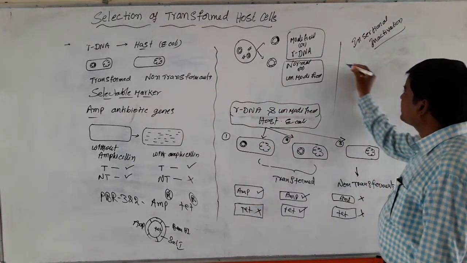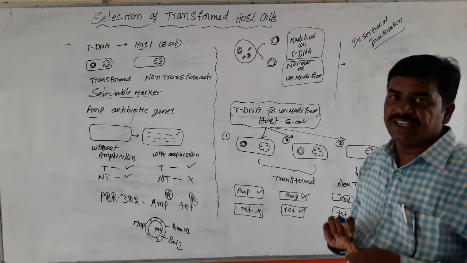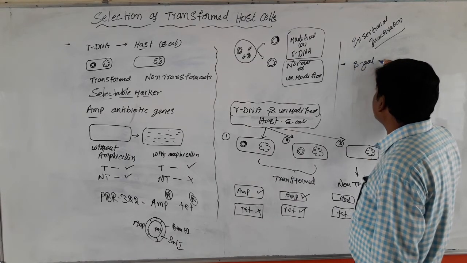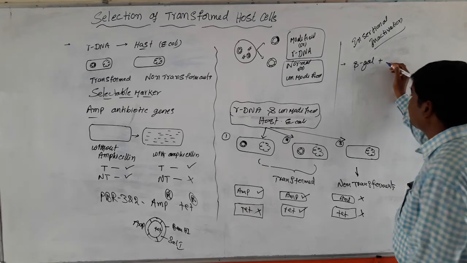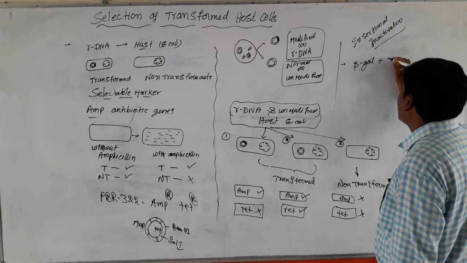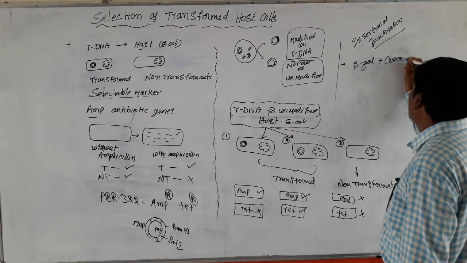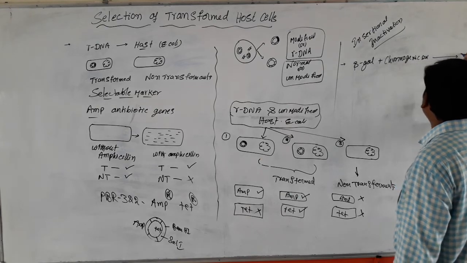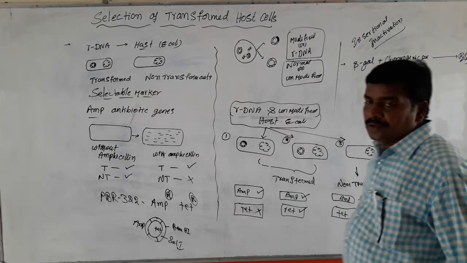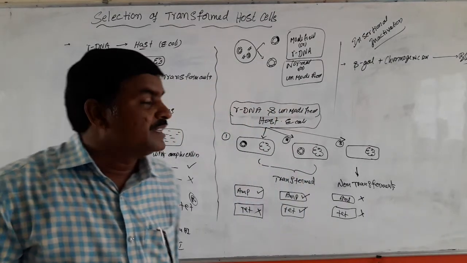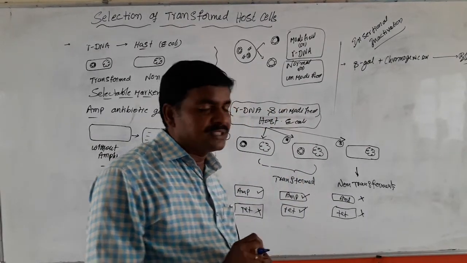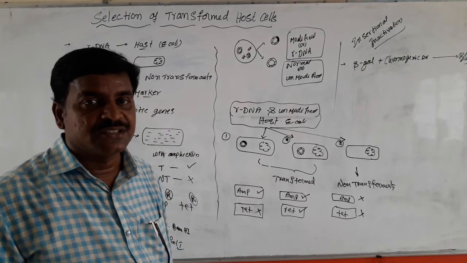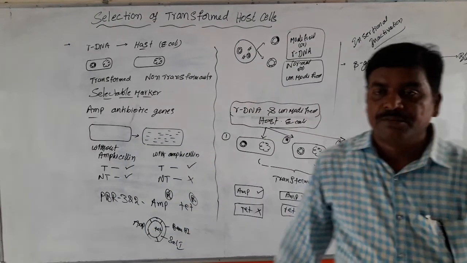This method is mainly based on the principle that E. coli cells also produce beta galactosidase enzyme. When this beta galactosidase enzyme is mixed with a coloring chromogenic substance, it gives blue color. When beta galactosidase enzyme touches the chromogenic substance, immediately the bacteria is converted into blue color. Based on this principle, we can recognize the transformed cells by this method.